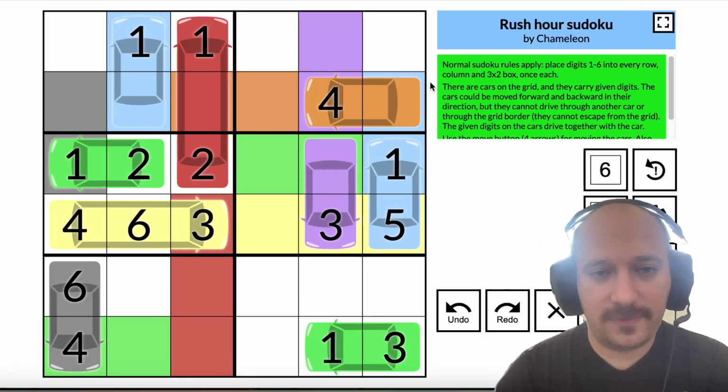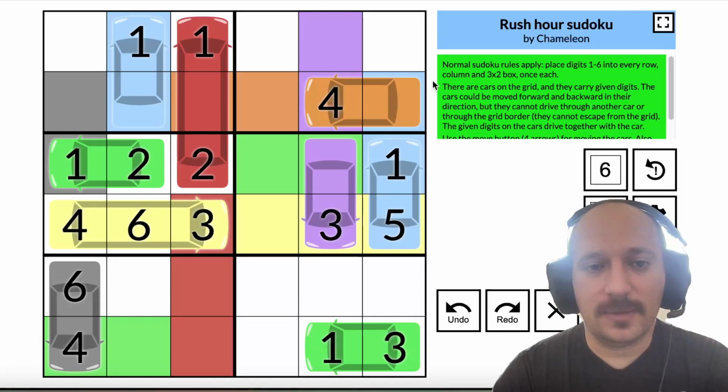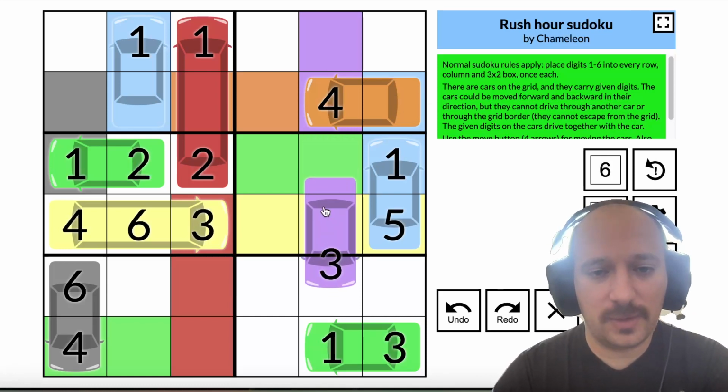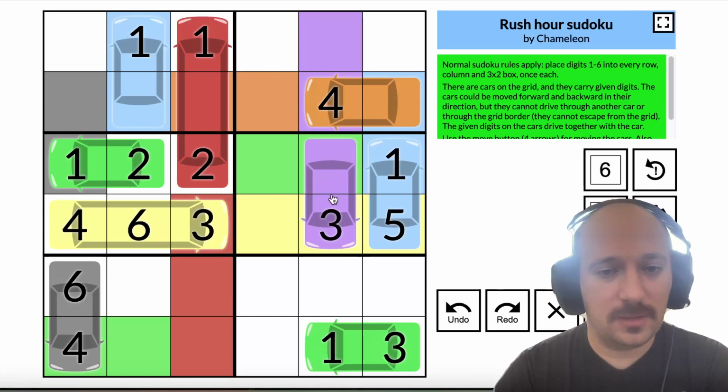So we have a bunch of things to achieve, and we can think about which of them we do first. So, for instance, we know that the purple in the end must go in the top.